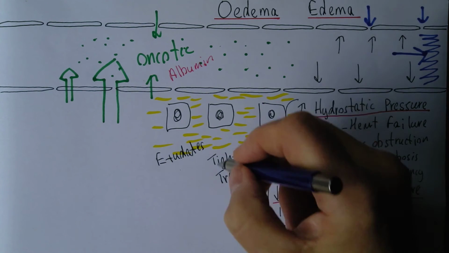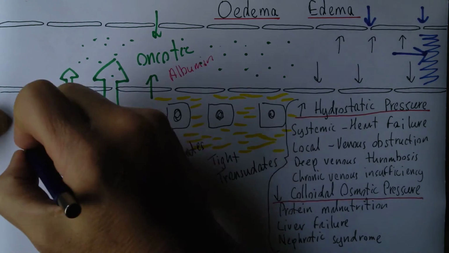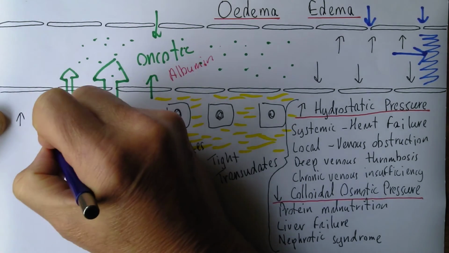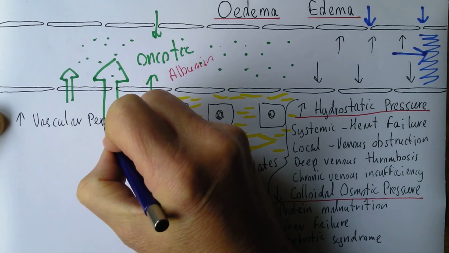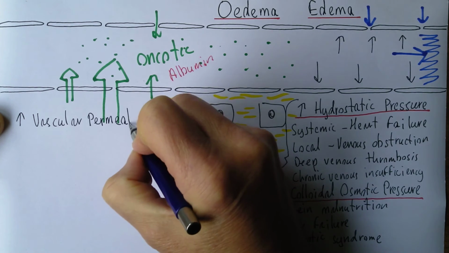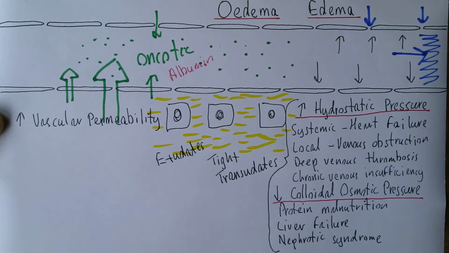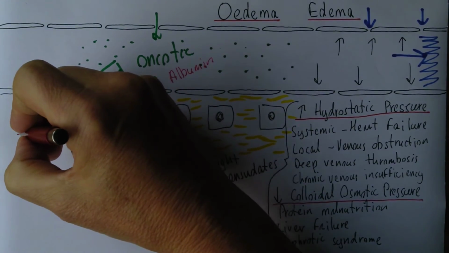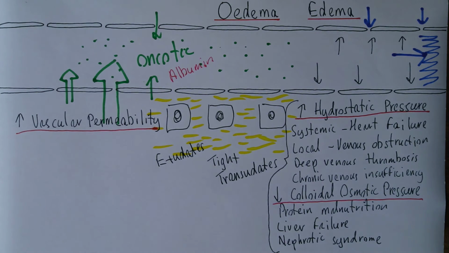Now the other one is the exudates. Exudates is the type of edema caused by increased vascular permeability. So there's increased vascular permeability. Now, in increased vascular permeability, the walls of the blood vessels become more permeable.